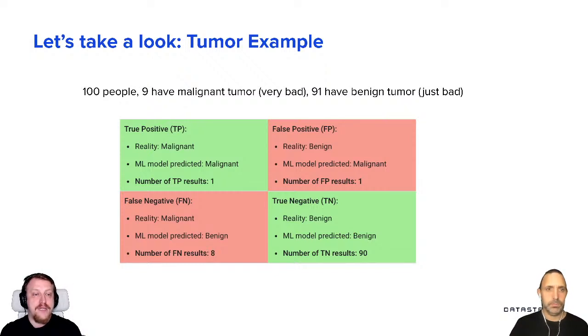True positive was 1, so we have 9 people having a malignant tumor, and our model guessed one of them. This is a true positive. It was real, and we guessed it correctly. Then we have two possible false results, false positives and false negatives. False positive means a person didn't have a malignant tumor, but our model identified him or her as having it. Now, 1 person, and 8 more false negatives. So people had this very bad tumor, but we identified them as having just a bad tumor, 8 of them. That's the example. Now we will try to assess: is this model good or bad?